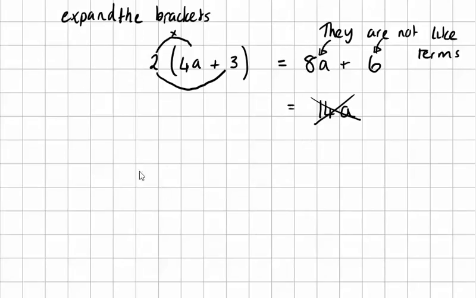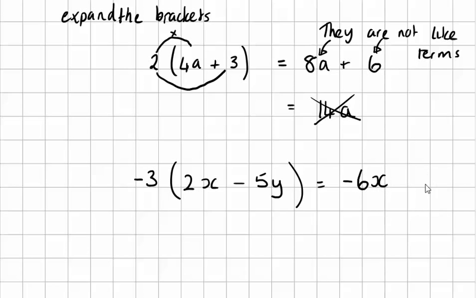Right. So just check another one. If we have minus 3 times 2x minus 5y, and we want to multiply this out, any ideas? What would you say? Be very careful. I think it will be negative 6x. Minus 6x, yeah, plus. Good.